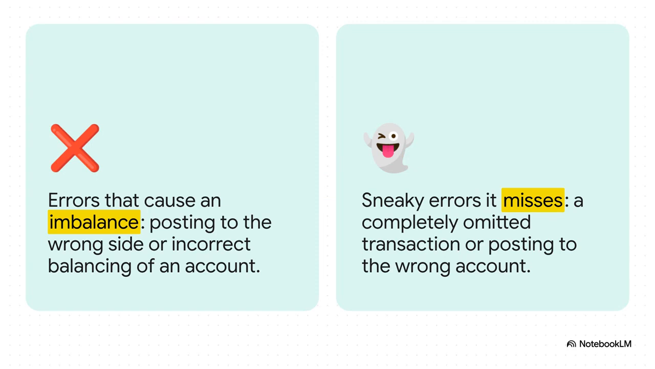This slide is so critical, so let's really break it down. On the left, you see the kinds of errors that will make your trial balance not balance. So for example, if you put a debit amount in the credit column, the totals won't match, and you'll know right away there's a problem. But on the right, you have the sneaky errors. For example, if you just completely forget to record a transaction altogether. Well, the debit is missing, but so is the credit. So the trial balance will still balance, but your records are totally wrong. That's a classic exam question, for sure.